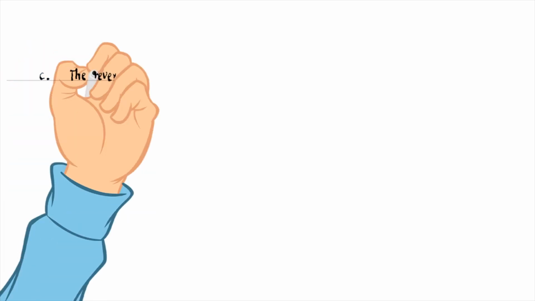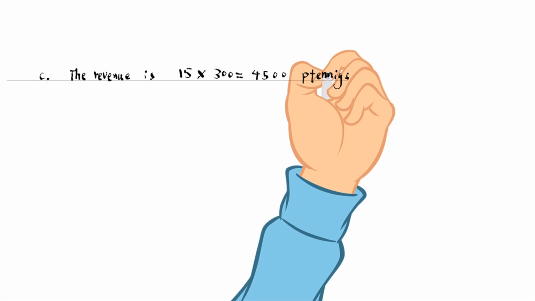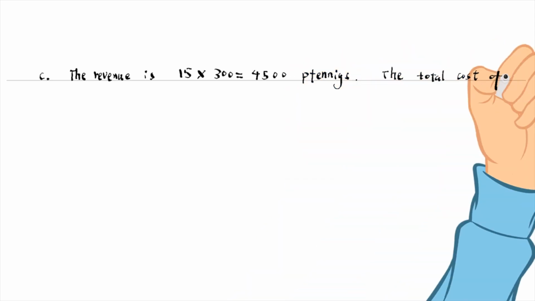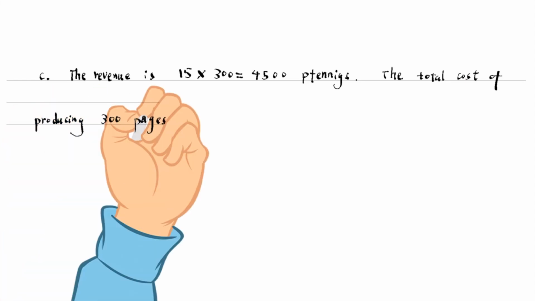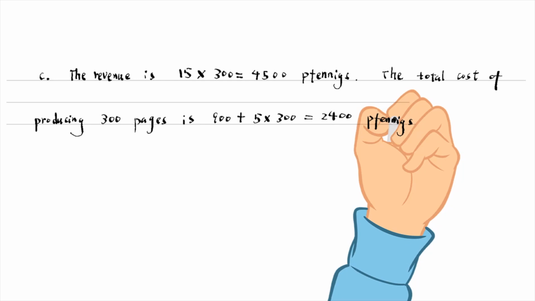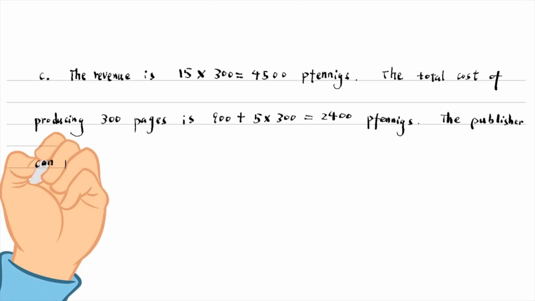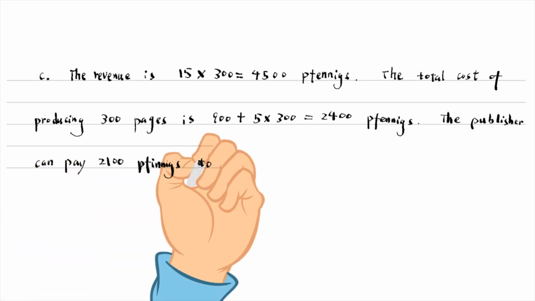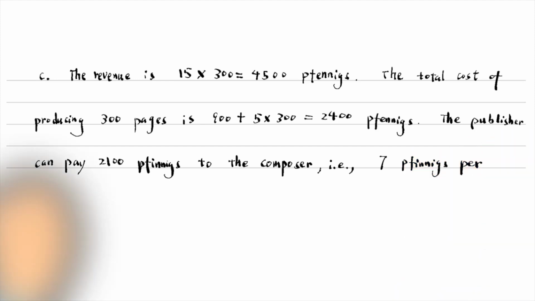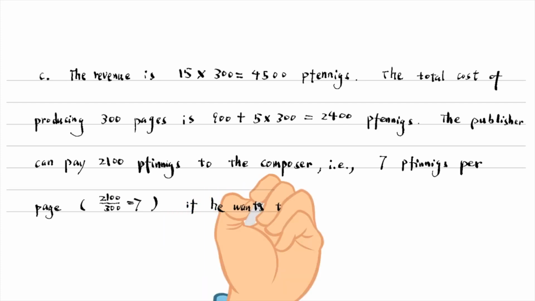The revenue is 4,500 pfennigs. The total cost of producing 300 pages is the sum of the fixed cost and the variable cost, 2,400 pfennigs. The publisher can pay 2,100 pfennigs to the composer, that is 7 pfennigs per page, if he wants to break even.